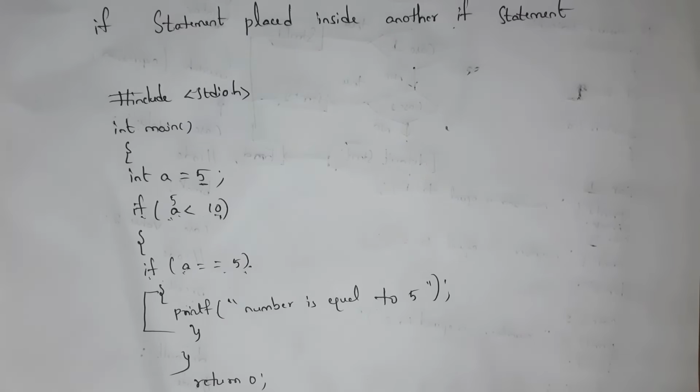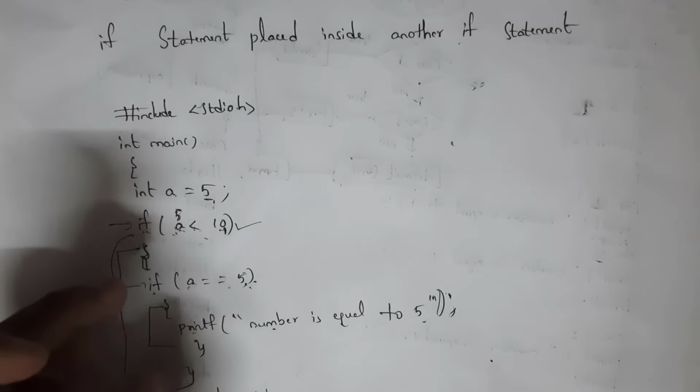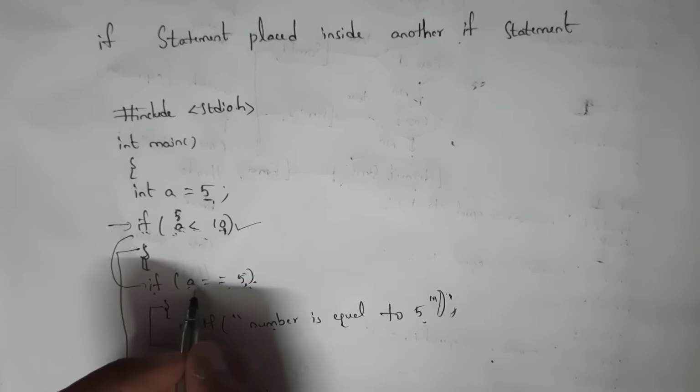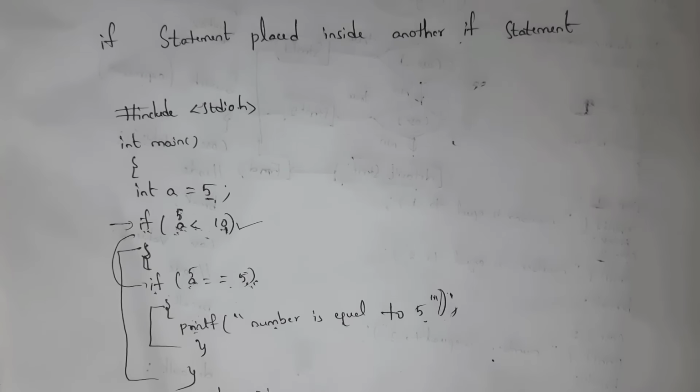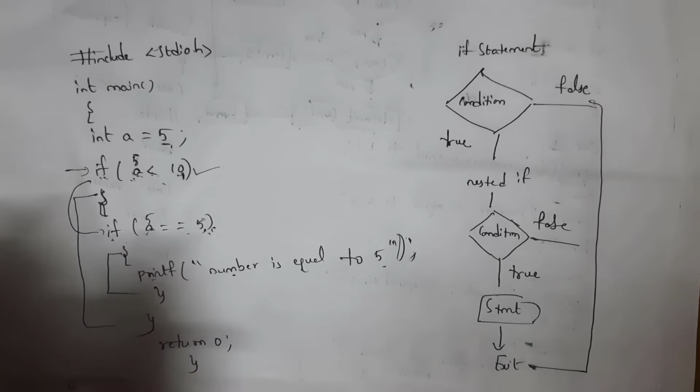So at first the a value placed here is 5. 5 is less than 10. This condition is satisfied. So again it will compare another if condition, that is a is equal to 5. Value of a is 5. 5 is equal to 5. This condition is true. So I will get output as number is equal to 5. This is the flowchart for nested if statement.